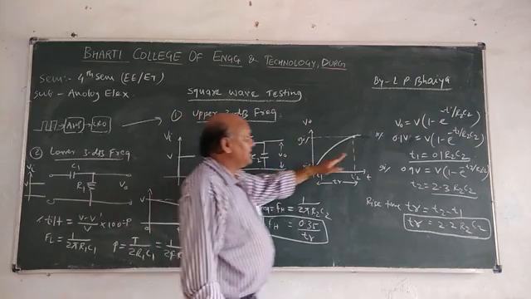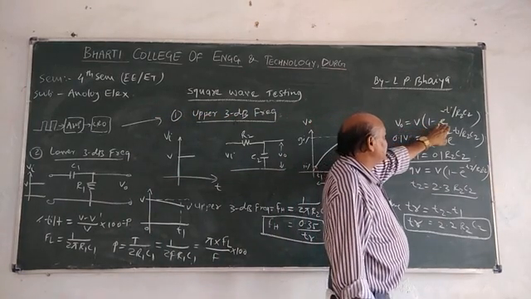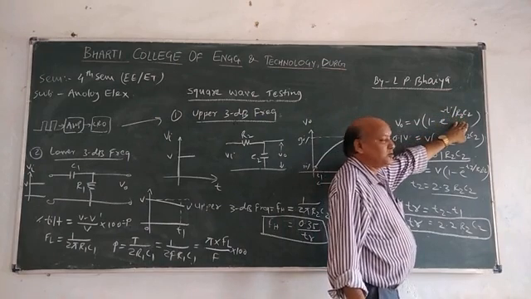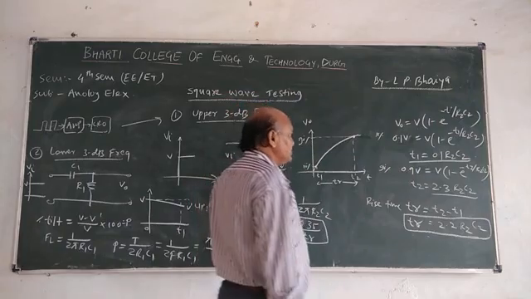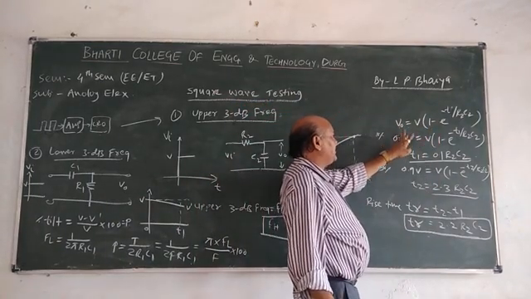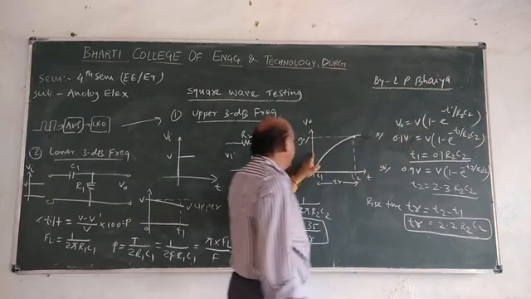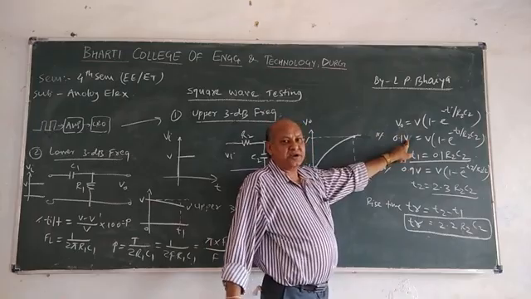So we will write the equation for this. V0 is equal to V into 1 minus e to the power minus t by R2C2. This is the general charging equation of the capacitor. So this equation can be written as, for 10%, V0 is equal to 0.1 times V. The maximum value is V, so 10% is 0.1 times V.